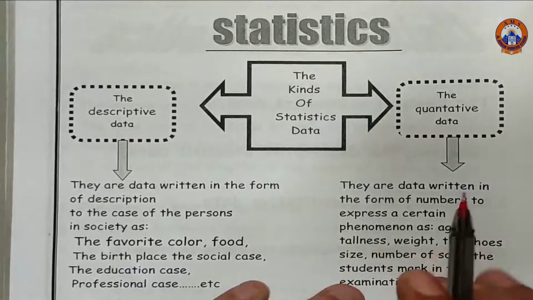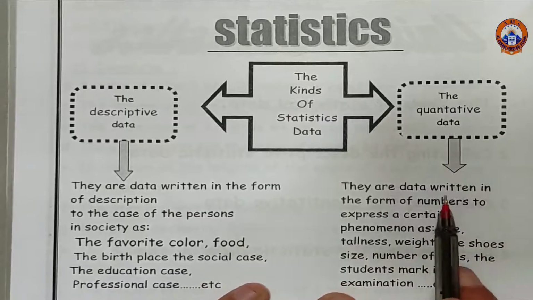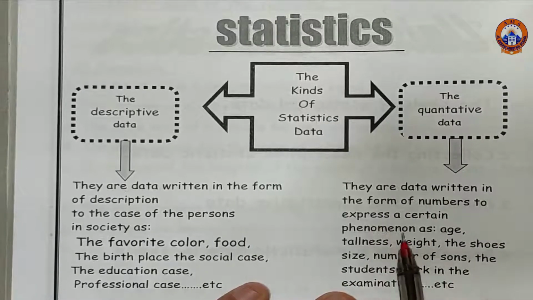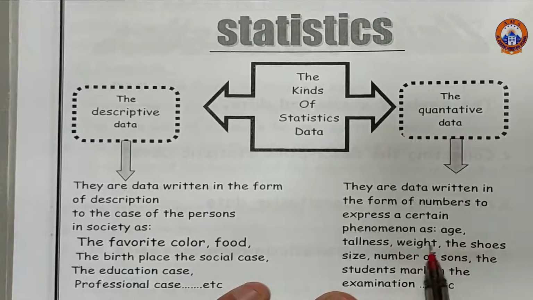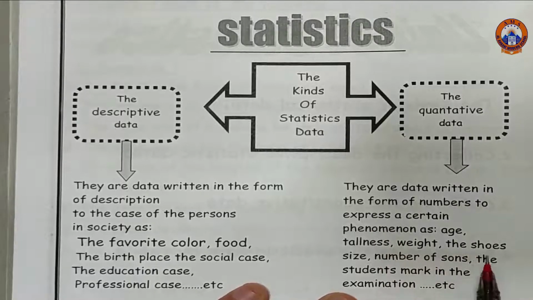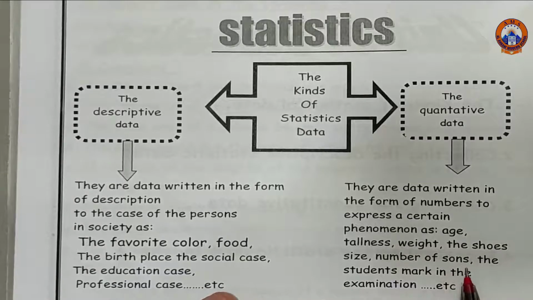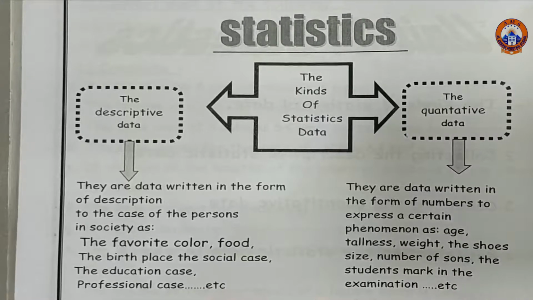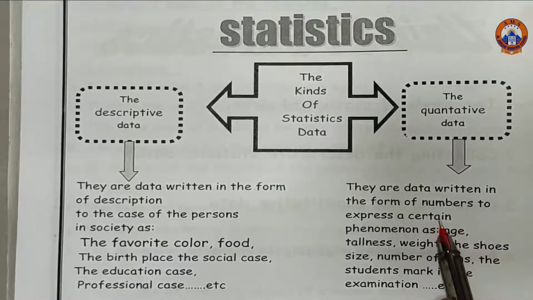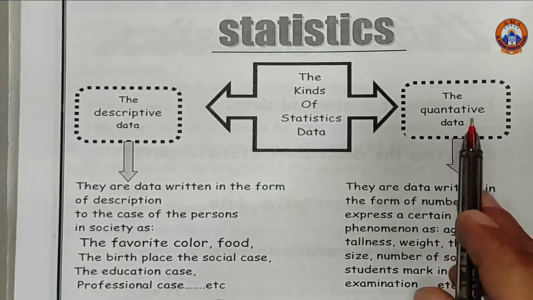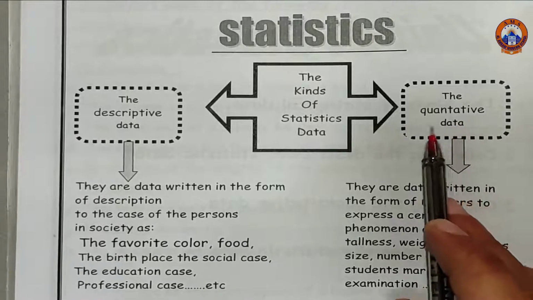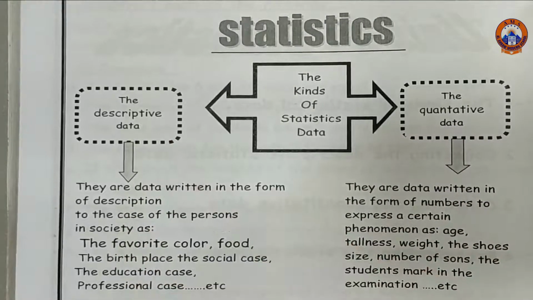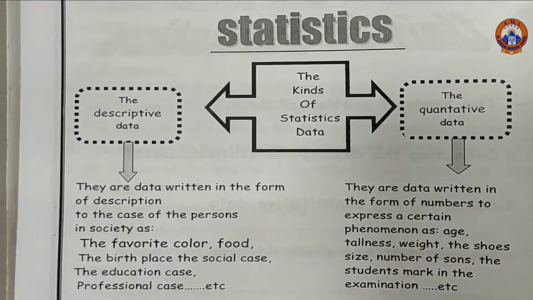While the quantitative data is the data written in the form of numbers to express a certain phenomenon, like your age, your height, your weight, the shoe size, the number of sons, the student's mark in an examination. So anything that you write in the form of numbers is quantitative, while anything that you write as letters, as English, is called descriptive data. Let's see some examples.